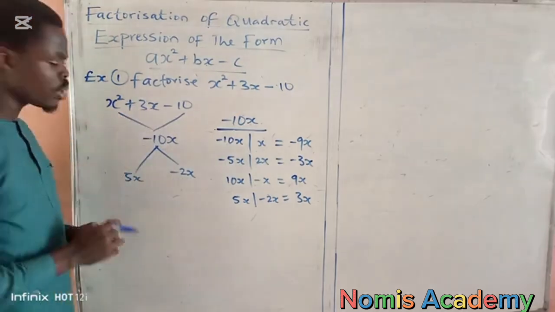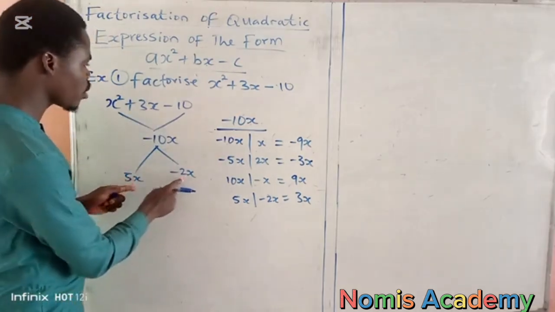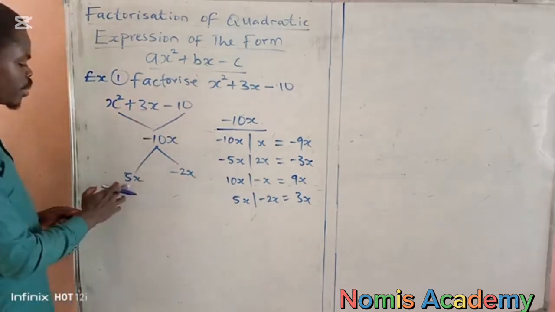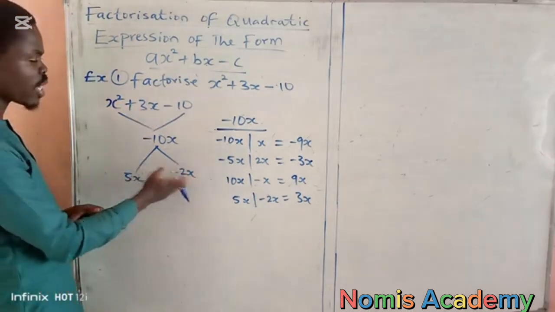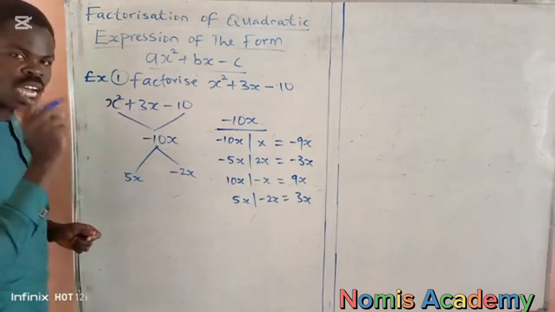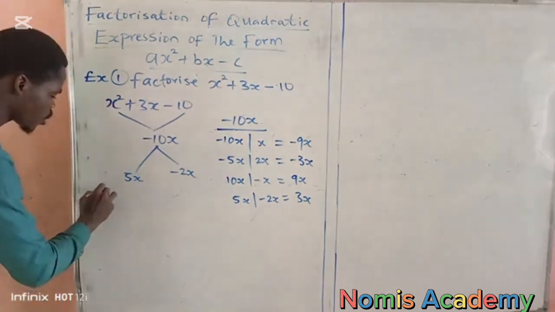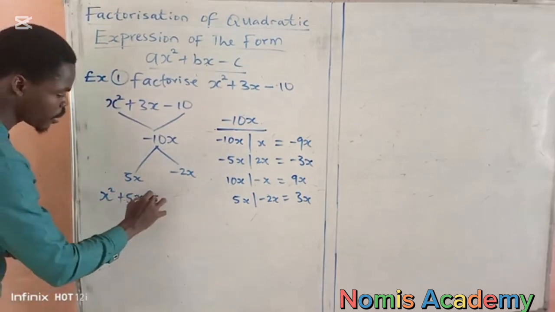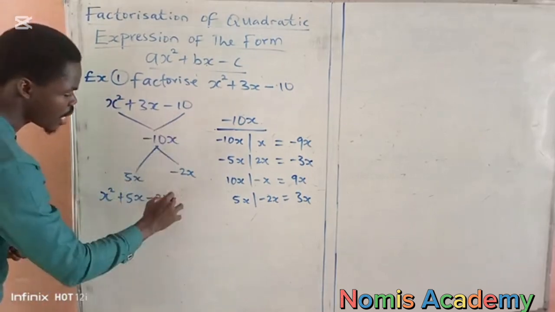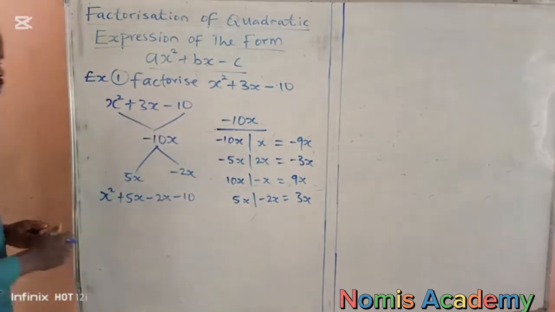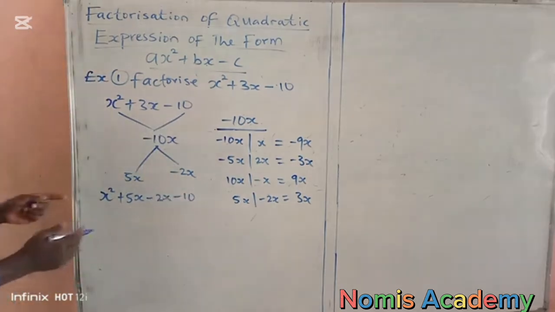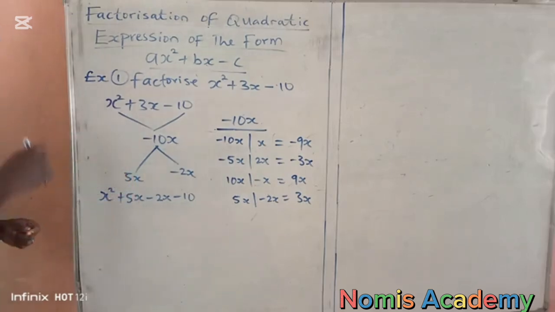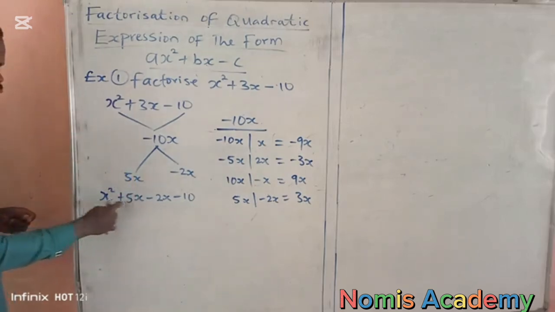So the next thing to do, I'm going to write these two factors in the middle term. Instead of writing 3x, I'm going to write plus 5x and minus 2x in the middle term. So that will be x² plus 5x minus 2x and minus 10. So the next step to take is to consider the first two terms and pick out the common factor.